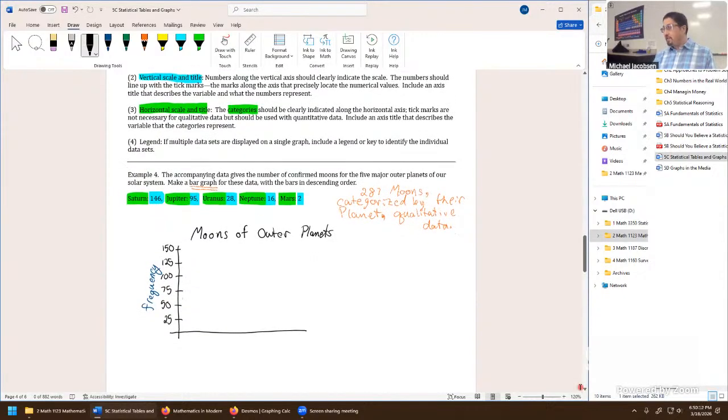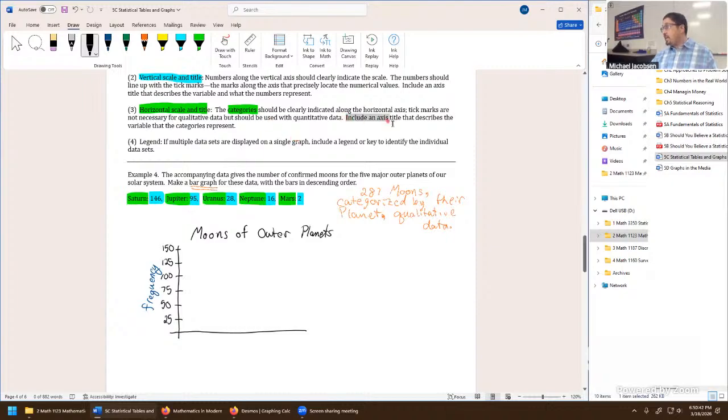Okay, now we're nearly ready to build the graph. Some of you might have already built it out already. For the rest of it, we're focusing on the horizontal scale, so we're going to be using the categories for the qualitative data itself. The guidance says categories should be indicated along horizontal axis. Tick marks are not necessary for qualitative data, which we do have after a bit of a debate. Sorry about the distraction on that.